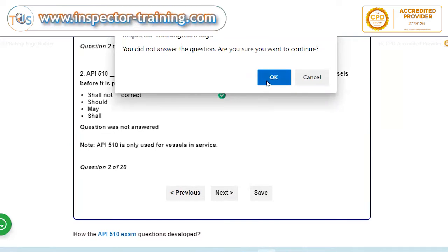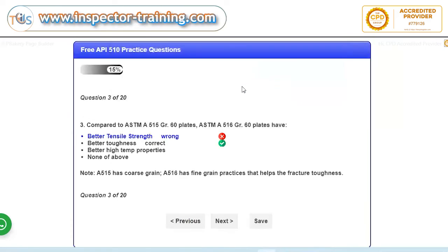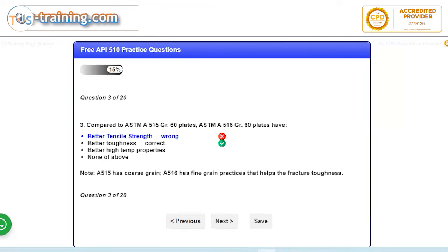So if you haven't answered a question, it will ask you to answer it, and we have this percentage of progress. All our questions are timed. The quizzes are not timed, so just take your time.